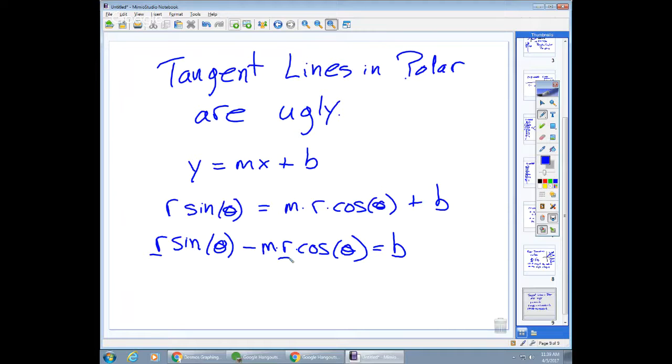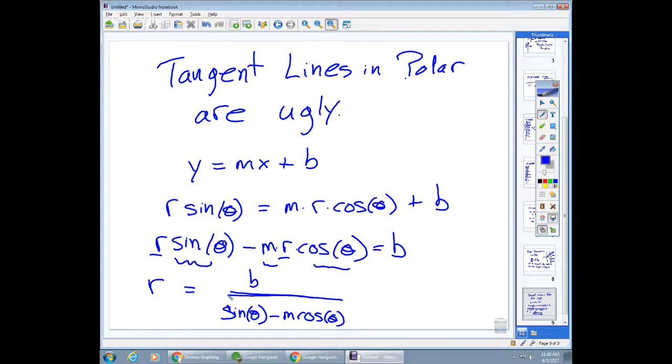I can then factor out the r and divide by the remaining portion. So I'm going to skip a step there. If I factor out the r and divide, I will get b divided by whatever's left, which is sine of theta minus m cosine of theta. So this is what a line looks like in polar coordinates. It's a crazy rational function of sines and cosines. Okay, so that's one part of the ugliness. If you dig deeper, it does get slightly beautiful, but it's algebraically and graphically kind of a pain.